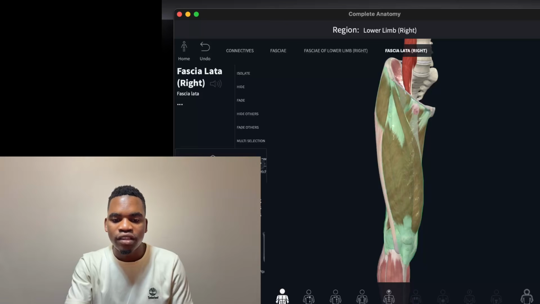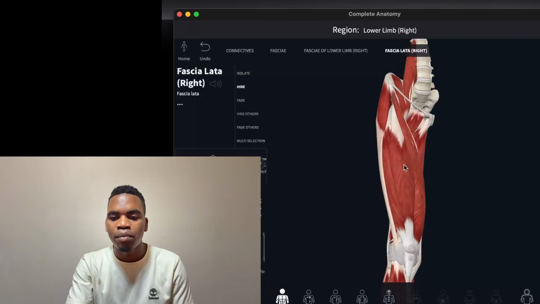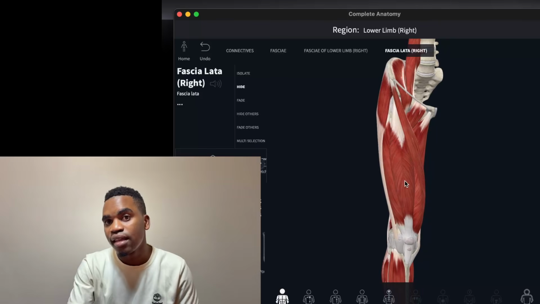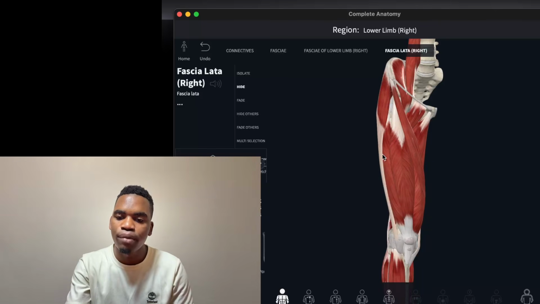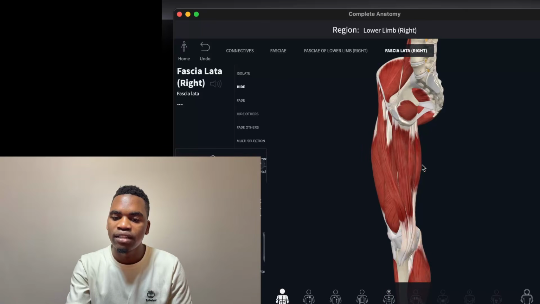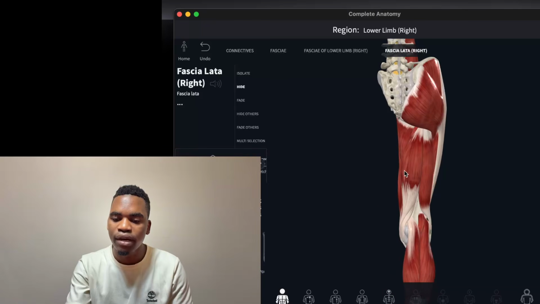Okay, let me remove this muscle and this fascia, and then we see the thigh is made up of three compartments of muscles. The muscles of the thigh are divided into three compartments: we have the anterior compartment, the medial compartment, and then the posterior compartment.